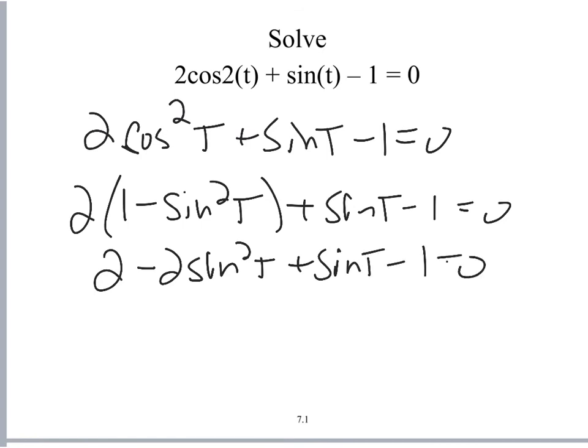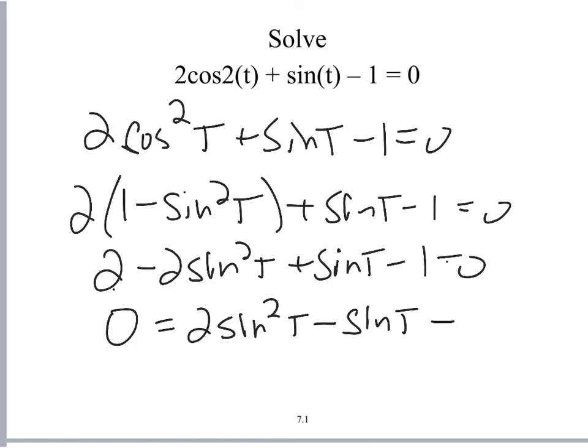So I'm going to move this so the sine squared t is positive, which means I'm going to move everything over to the right. So 2 sine squared t minus sine t, and then let's see, 2 minus 1 is 1, so it was plus 1, so now it becomes minus 1. And let's see if this factors.